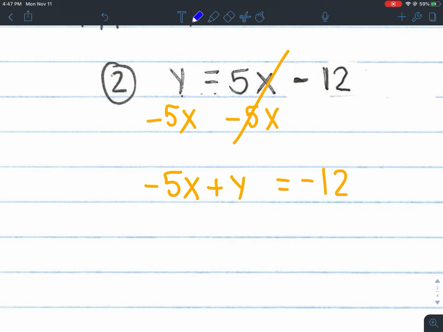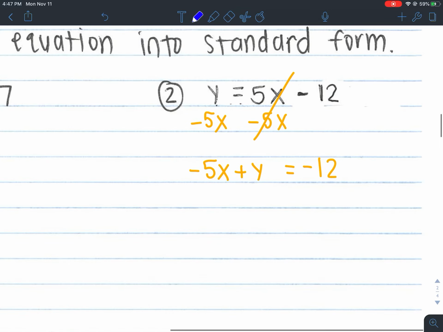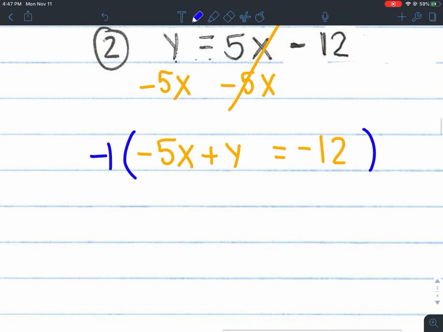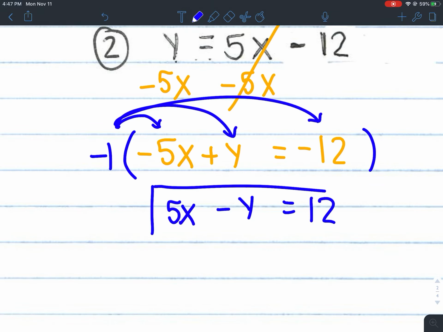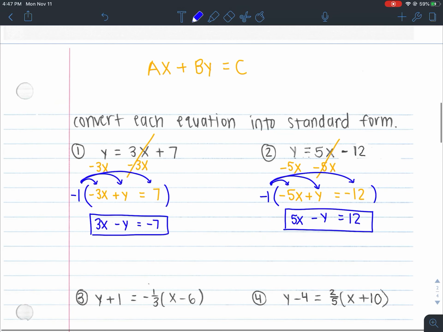Is this in standard? No. Your a value is negative 5. We want it to be positive, so we're going to do the same thing. We're going to manipulate it by multiplying everything by negative 1. Make sure you multiply everything by negative 1. Everything. Anytime you multiply by a number, you multiply everything by it. Negative 1 times negative 5 is positive 5x. Negative 1 times y is going to be negative 1y, or just negative y. Negative 1 times negative 12 is going to be positive 12. And then now we have standard form.